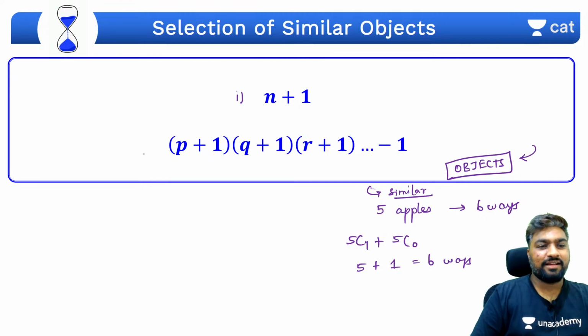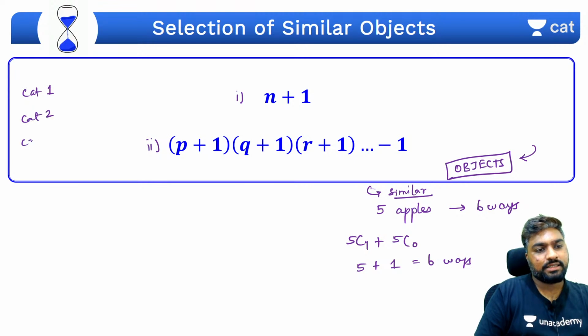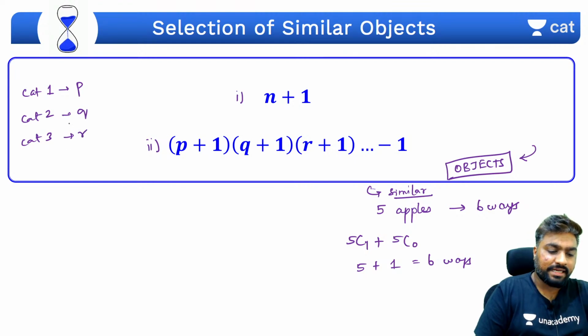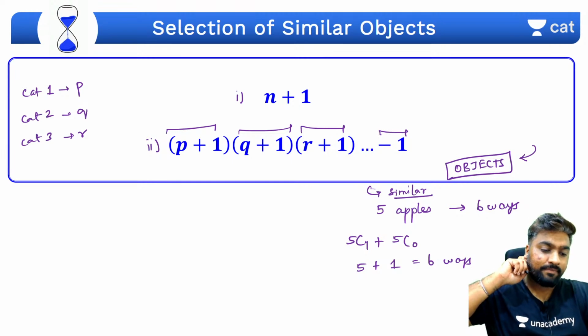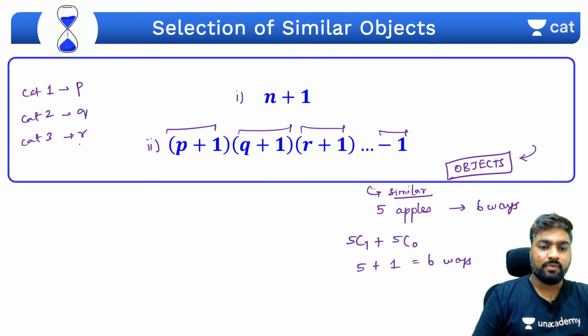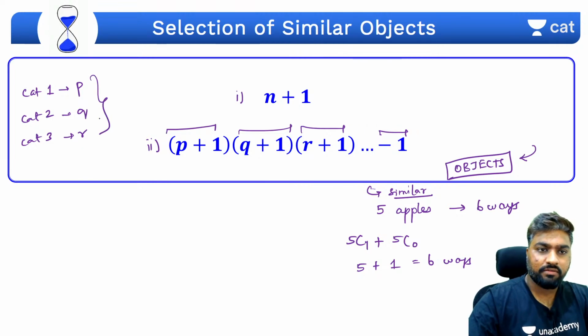The other concept behind selection of similar objects is if there are categories. Category 1, category 2, category 3. Let's say there are P number of objects, Q number of objects, R number of objects. Then the total ways of selecting them would be P plus 1 into Q plus 1 into R plus 1 and so on, then you subtract 1. Why? Because you need to select at least one of them. Got it? We'll look at an example.